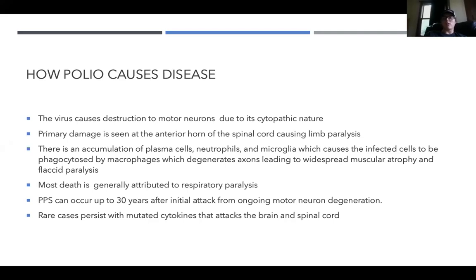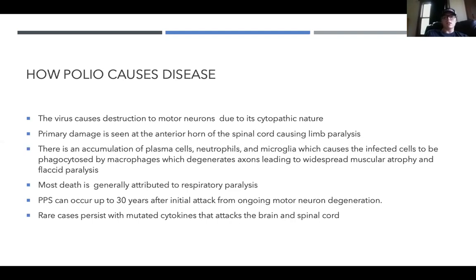So the virus actually destroys motor neurons specifically. It likes to cause damage at the anterior horn of the spinal cord neurons, and that'll cause limb paralysis just due to motor and afferent nervous tissues and how they operate. It really does a good job of being an attacker, because it'll accumulate plasma cells, neutrophils and microglia for an immune response, and it'll cause phagocytosis of the actual infected nerve cells. And because nerve cells are non-regenerative, it will just completely destroy that part of the spinal cord affected.